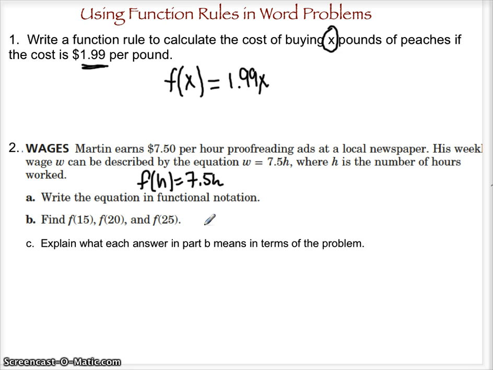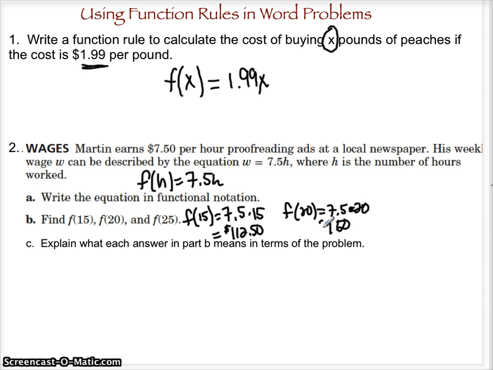Then part B, find f of 15, f of 20, and f of 25. Well, f of 15 means we do 7.5 times 15, which is 112.50. F of 20 is 7.5 times 20. That is 150. And then f of 25 is 7.5 times 25. That is 187.50.